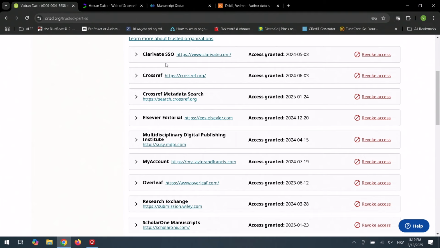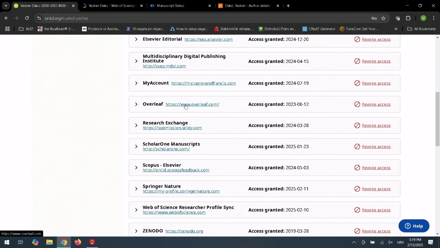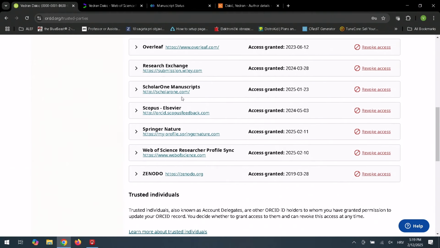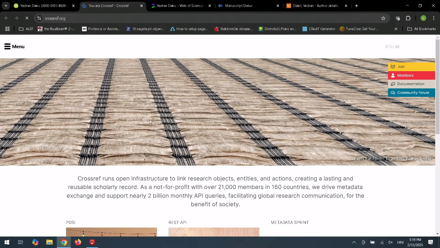Crossref, Clarivate, which I mentioned a couple of minutes ago, Elsevier, MDPI, Overleaf, which is a tool for TeX publishing, ScholarOne, Springer Nature, Web of Science, Zenodo for the citation plugin and whatnot. But let's just focus on a couple of important ones. Let's say Crossref. If you go to Crossref, you're going to notice that this is a third-party system which references all of the papers. And it is, I wouldn't say the governing body, it's an organization that was arranged by a variety of scientific publishers in which all of the papers are indexed for automatic publishing.